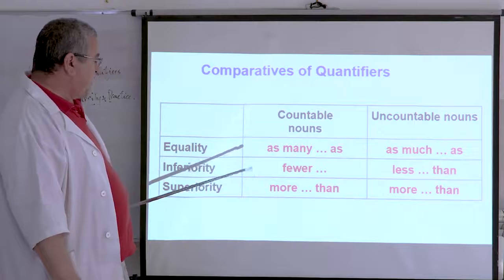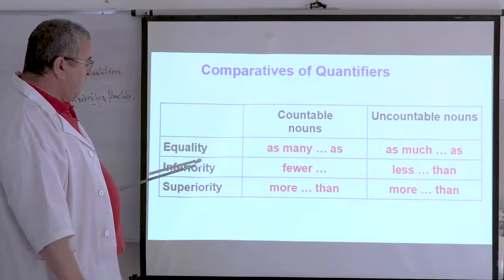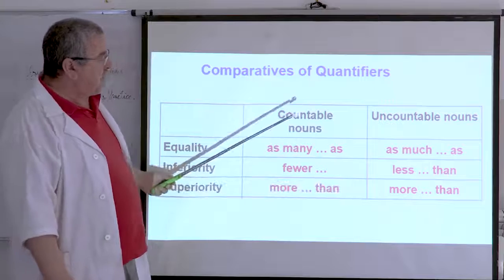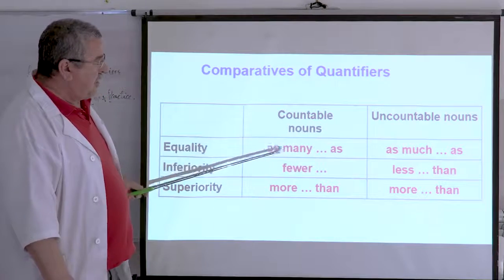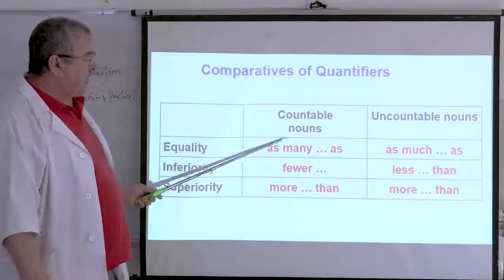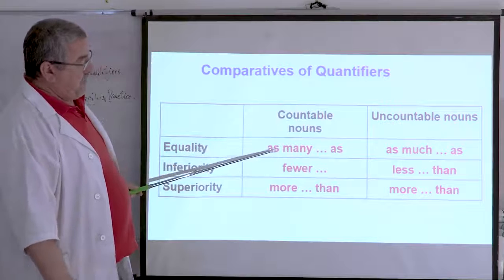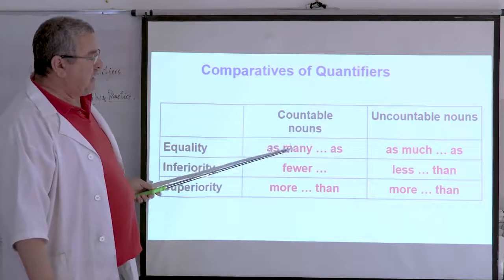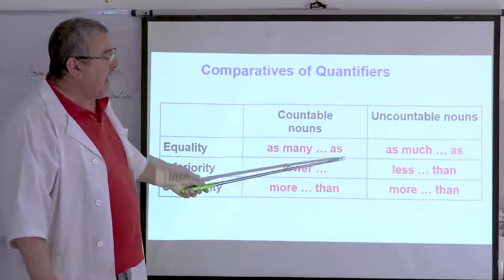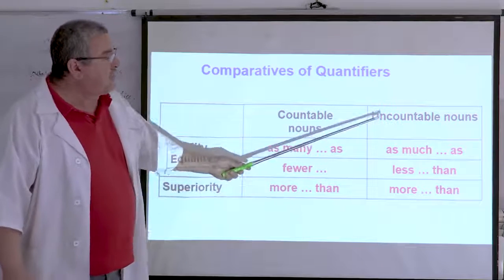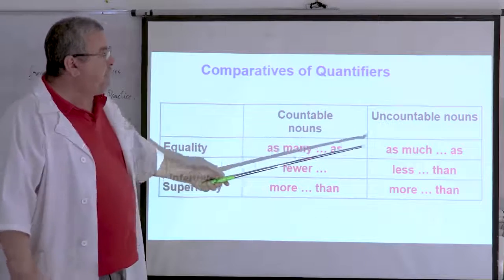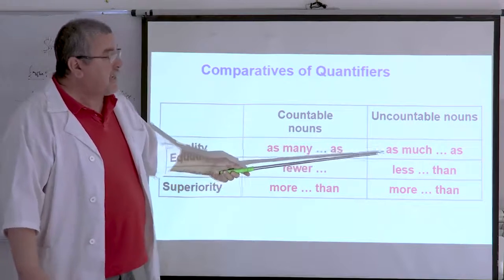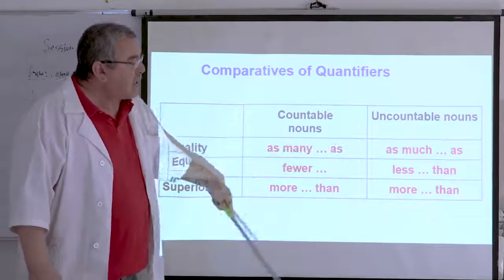Comparatives of quantifiers. Here is a recapitulation. So equality, inferiority, and superiority. We have divided the table into countable and uncountable. We can use all these quantifiers with countable nouns. For example, for equality, as many inhabitants as, as many smokers as, as many children as, which is not the same when we come to uncountable nouns. We cannot use many, but we use much. And we will say as much water as, as much money as, as much importance as, and so on.